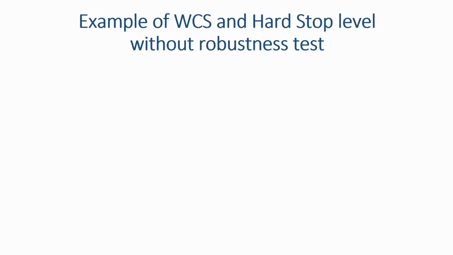Okay, so now let me give you an example of worst case scenario and hard stop level without a robustness test. If you have a robustness test, you can just take the 95% confidence level drawdown and use that to calculate your hard stop. But what to do if you don't have a robustness test?